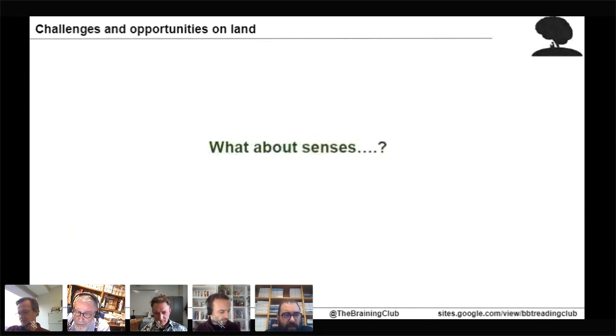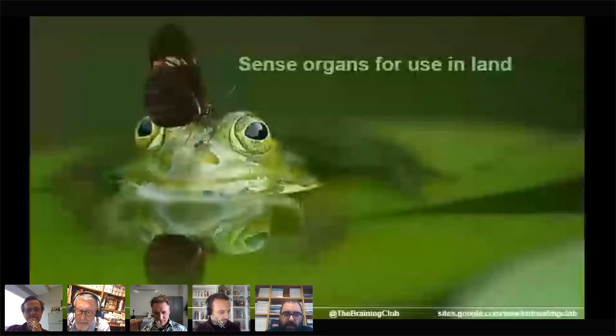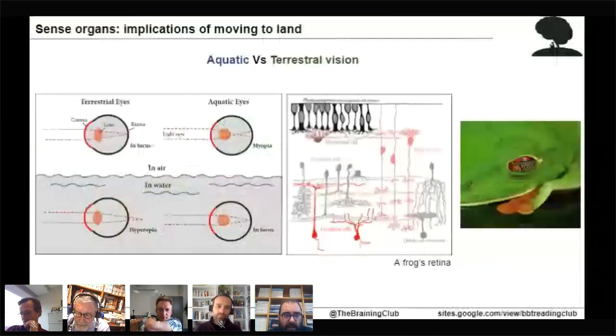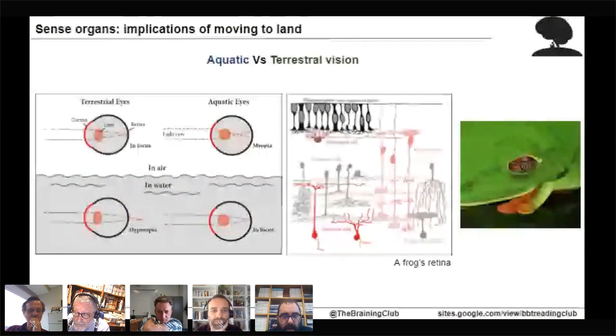So what about senses? Another major obstacle in the invasion of land by early tetrapods was that many of the sense organs of these animals had evolved for use in water and did not work as well in air. For example, the refractive index in water is larger than that of air, and just as your own vision becomes blurry in water, that of aquatic animals becomes blurry in air.